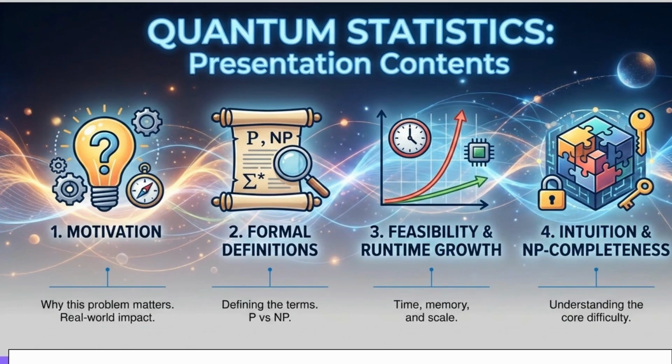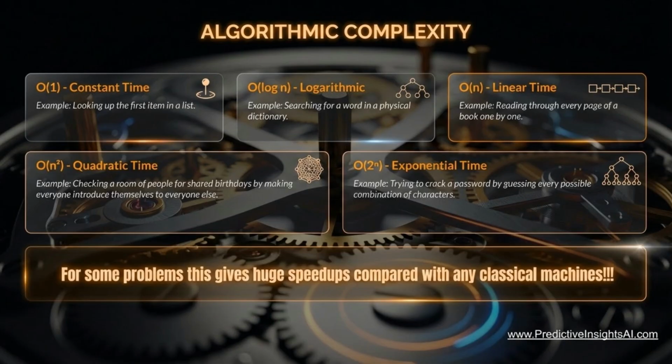This video will cover 4 main areas. We'll start with the motivation and real-world impact. Next, we will cover the formal definitions of P versus NP. Then, we will look at the feasibility and runtime growth. Finally, we will dive into the intuition behind NP-completeness and the core difficulty of these problems.